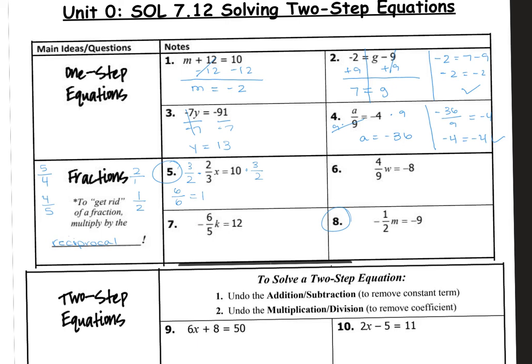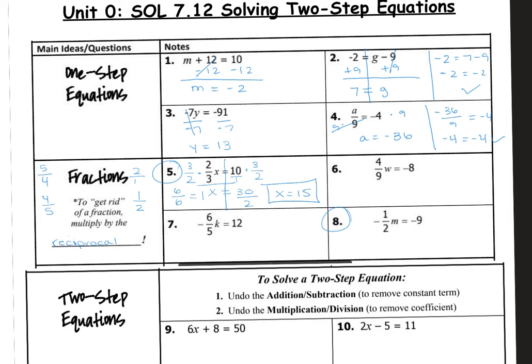I'm also going to multiply the other side. Go ahead and do quick notes. All right, so again, I can put 10 over 1 to make that a fraction. 10 times 3 is 30. 1 times 2 is 2, so I have 30 divided by 2, which gives me x is equal to 15.